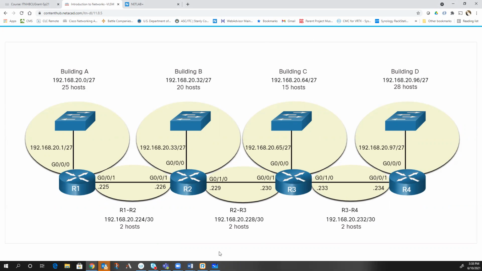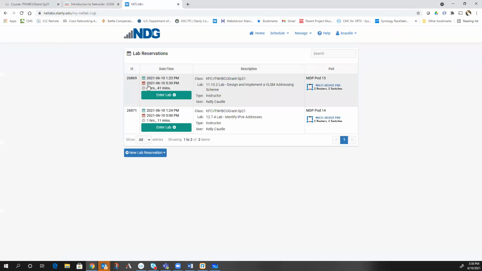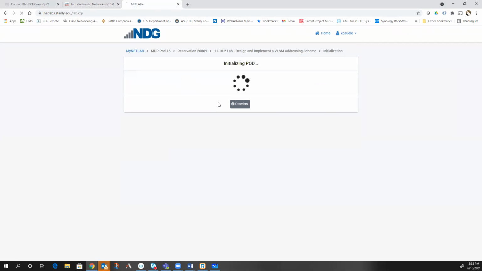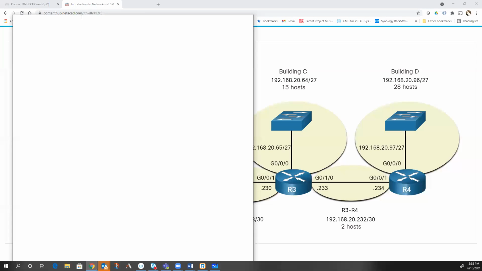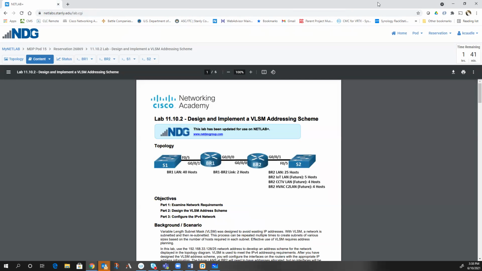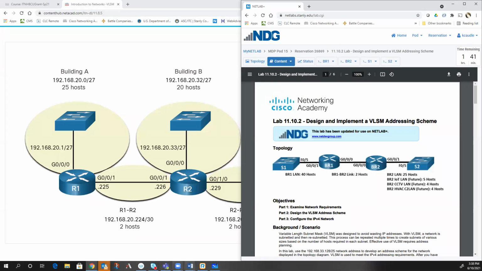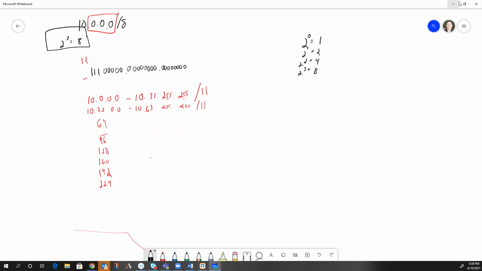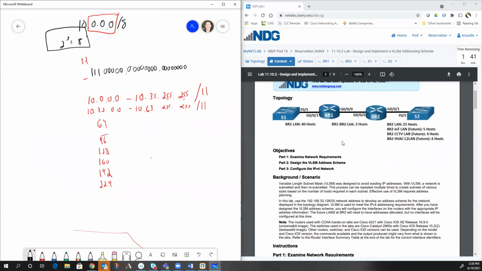Questions? I want to go ahead and jump over to lab 11.10.2. Okay, so here's the lab that we've got. What they want you to do is, obviously, we've got this network, and we are going to subnet it for the requirements that are here.